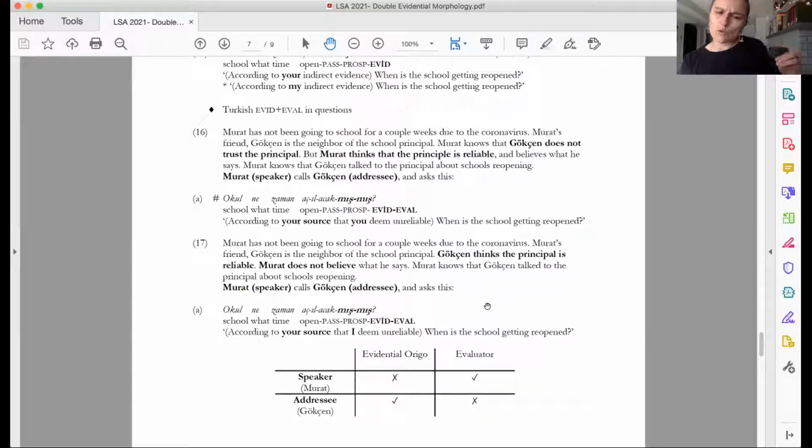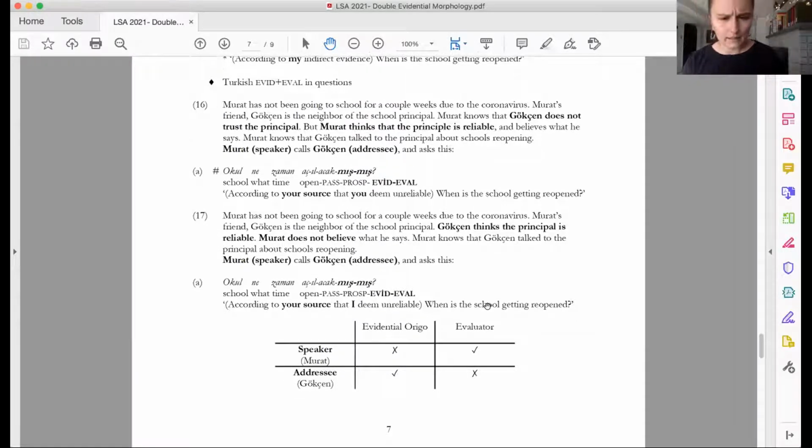So if I have a question, "okul ne zaman açılacakmışmış?", it could not possibly mean according to your source that you deem unreliable, when is the school getting reopened? That is, this is the context where both the evidential origo and the evaluator shift to the addressee. In fact, instead what we get in 17 is that the evaluator remains the speaker, but the evidential origo shifts to the addressee. So "okul ne zaman açılacakmışmış?"